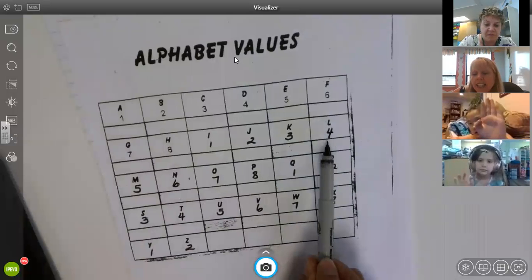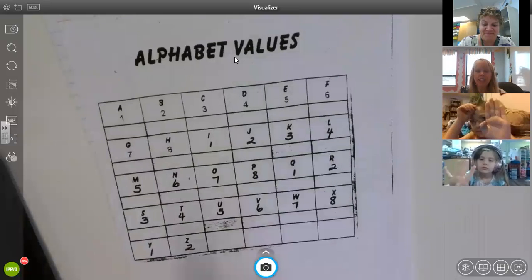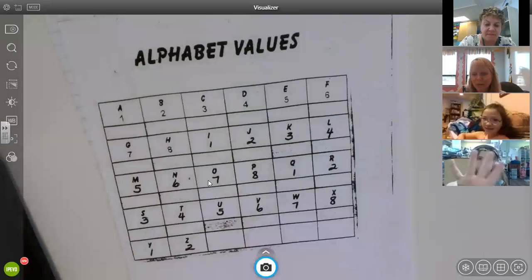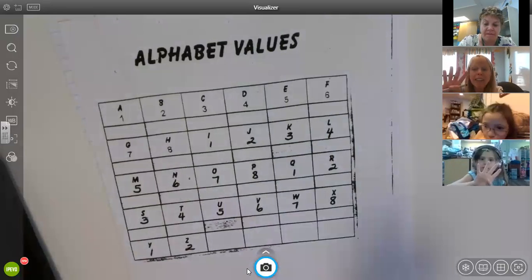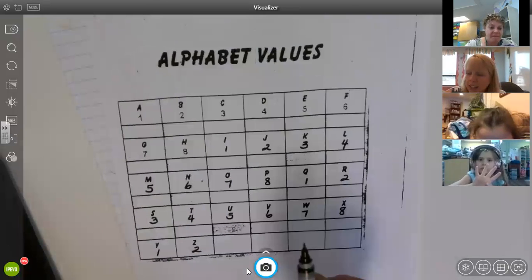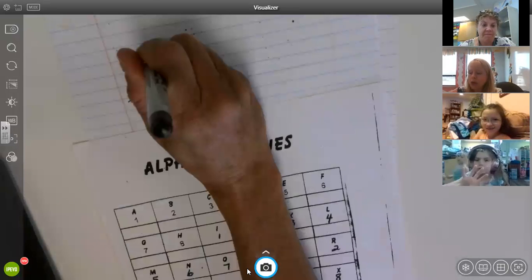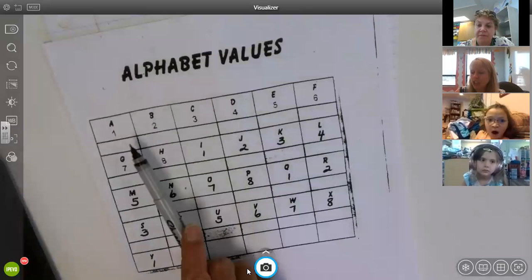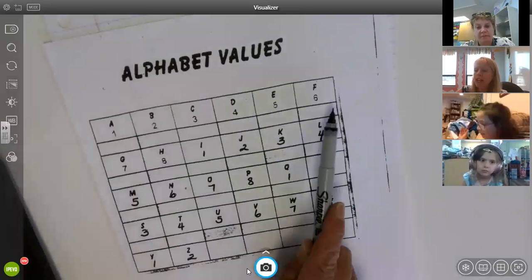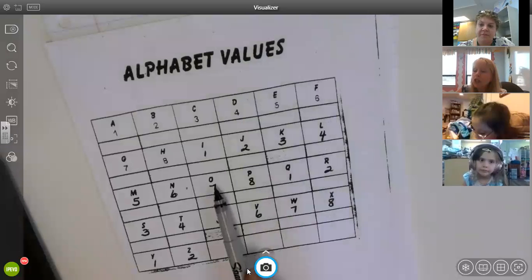I see Elena's got it. Good job, Elena. I can't see all of you because I'm sharing my screen, but Lila's got it. It should be 4. Now I'm going to look for O. You just go through the alphabet. A, B, C, D, E, F, G, H, I, J, K, L, M, N, O. There's O. Show me on your fingers.